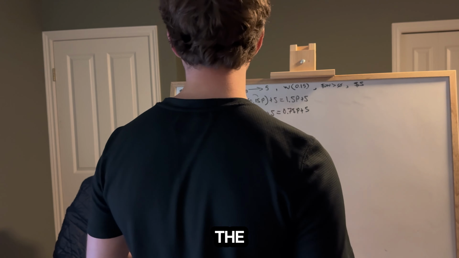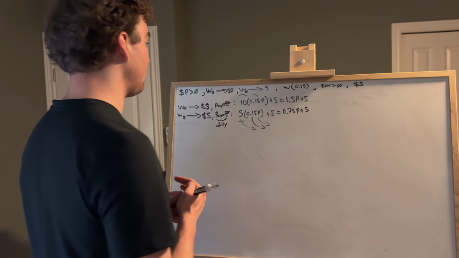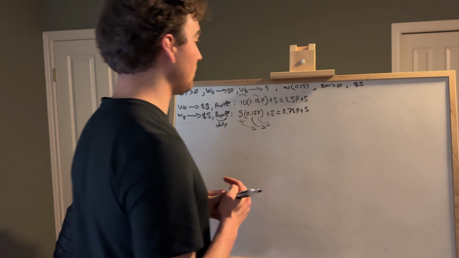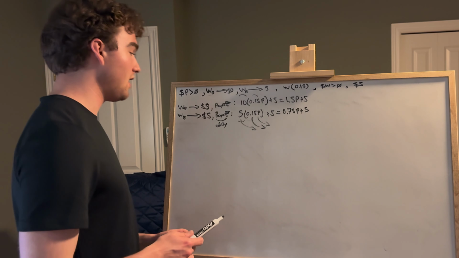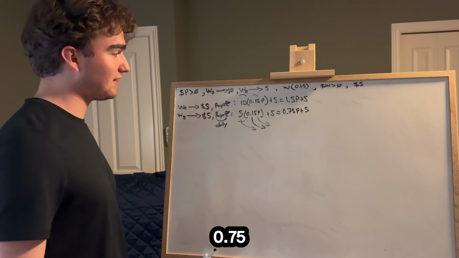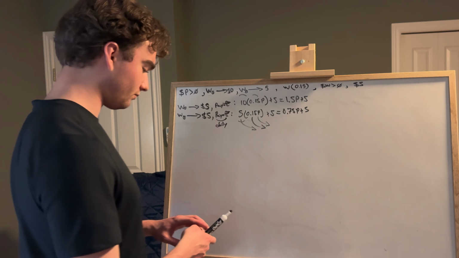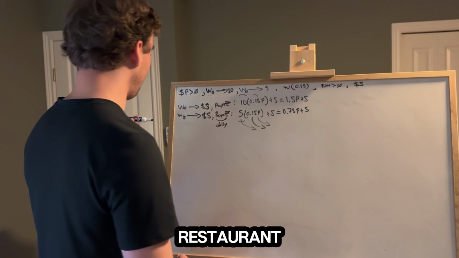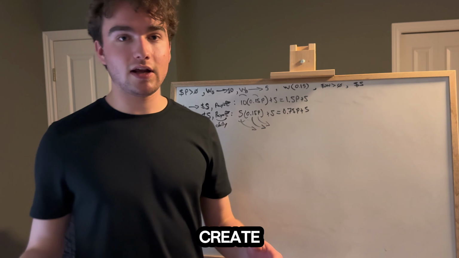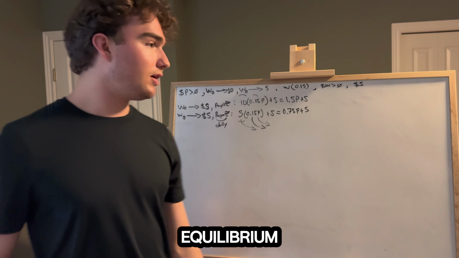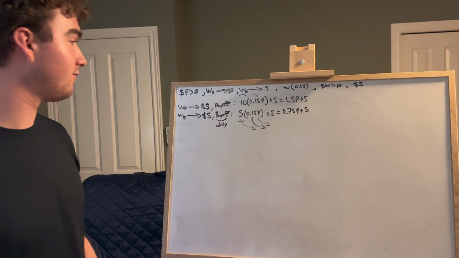And for the good servers, your payoff is 1.5p plus S. For the bad servers, it's 0.75p plus S. So what if the restaurant wanted only good servers? How would they create a separating equilibrium to decipher between the 2?